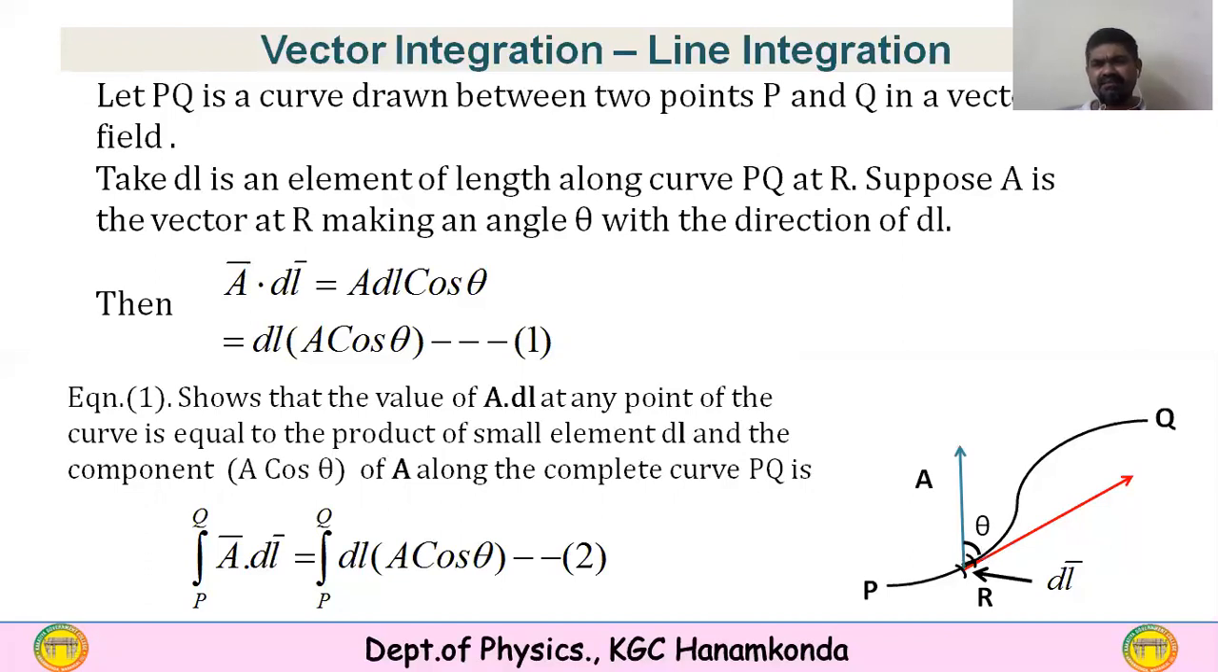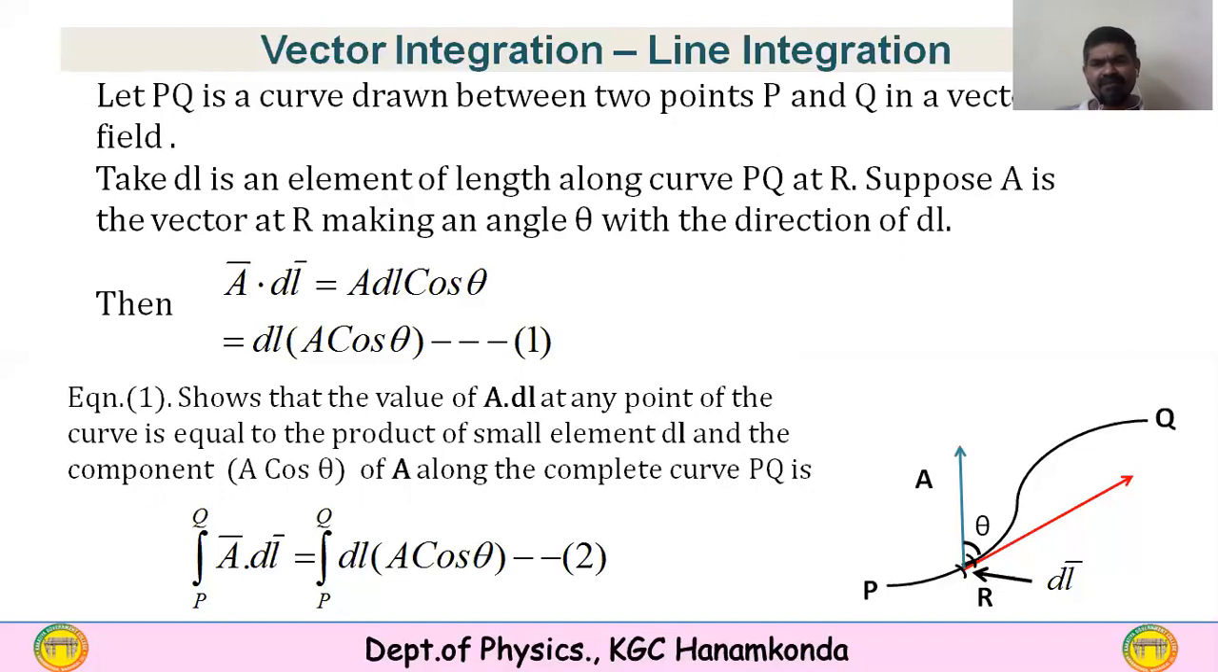What is our intention? Our intention is to calculate the vector projection on dl bar along a small length, that means a small path, which can be calculated by using the dot product. The significance of the dot product is nothing but a vector's projection over another vector. Here dl bar is a vector and A bar is also a vector. So apply the dot product between A bar and dl bar, and you get the vectorial projection, that is A bar dot dl bar.